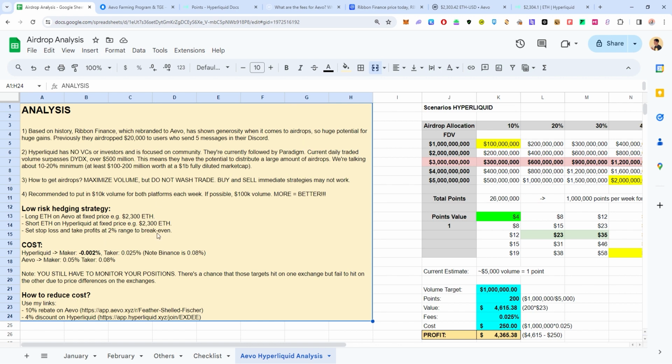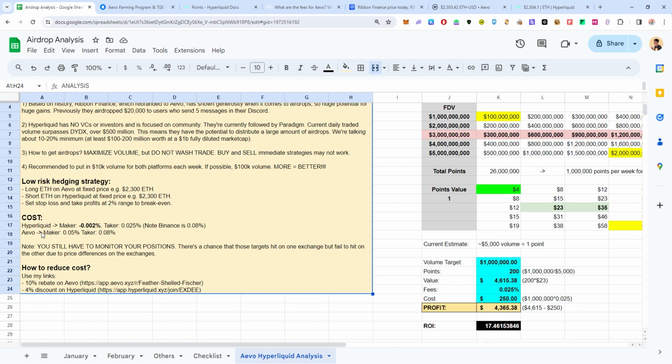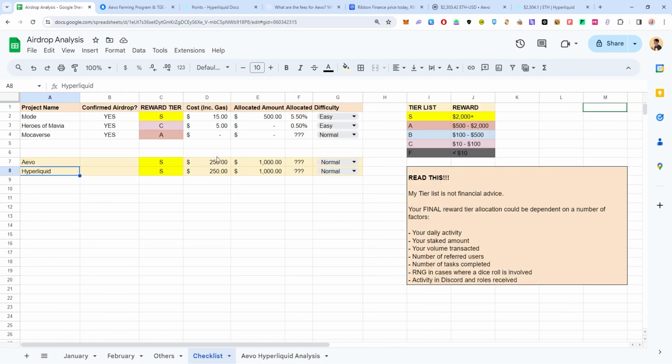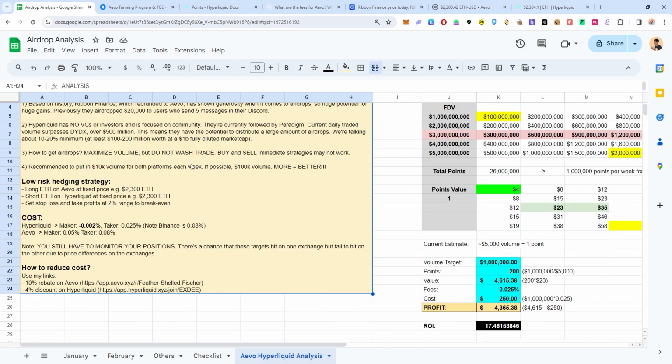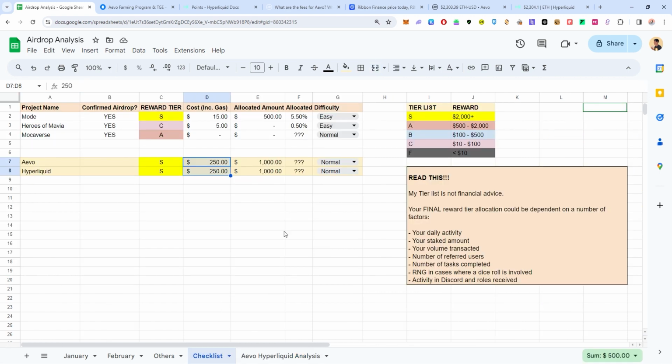Then for the cost, there's a cost involved that I mentioned earlier. Remember, I mentioned the cost 250. So how did I get the amount 250? I just took Hyperliquid and Aevo as an example. Actually for Aevo, I think it's slightly higher, because Aevo fees are at 0.05 to 0.08%. So in fact, Aevo's fees are higher. It wouldn't be 250 here, it will be closer to 500. I will amend this as well.